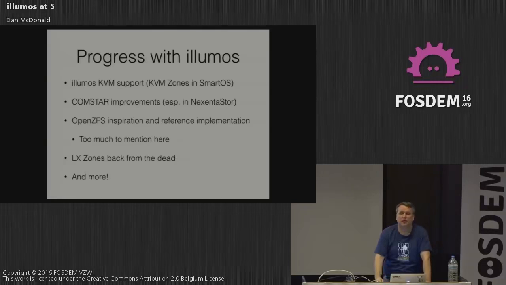This is what we've done so far. We've been able to get KVM support in for Llumos, so you can run hardware virtual machines. We've improved COMSTAR, which is the common SCSI target, and it's for iSCSI or for SCSI over Fibre Channel. Nexenta Store has done recent changes in here. We're hoping to see those upstreamed very soon.